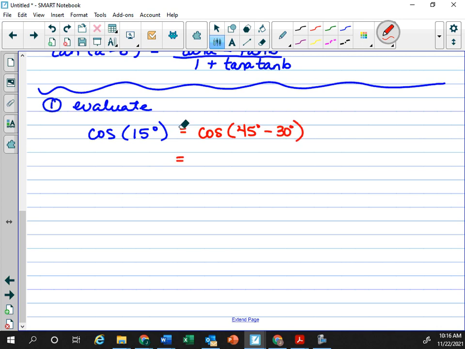Okay, so what I'm going to do is write this out using the formula. So the 45 and the 30, that's your A and B from the formulas up above. So it's going to be cosine of 45 degrees times cosine of 30 degrees plus sine of 45 degrees times sine of 30 degrees. Does that make sense? We're just plugging it into the formula.